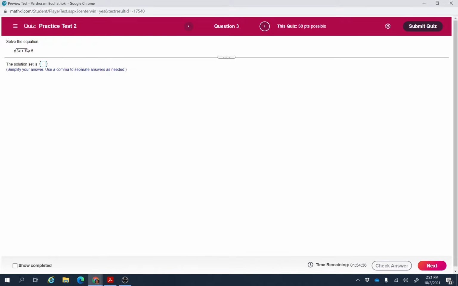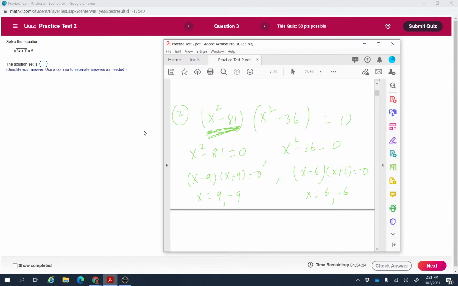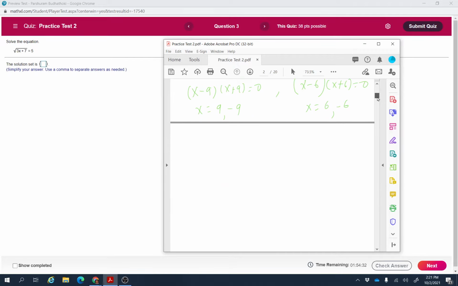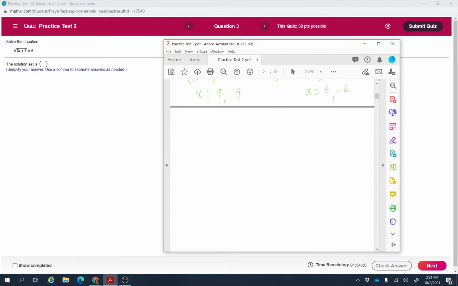So solve the equation. This is a radical equation. Whenever you see a radical equation, look at the index. Here it's a square root, so that means the index is 2. So you have to remove this radical sign. For this equation, you have to square both sides.